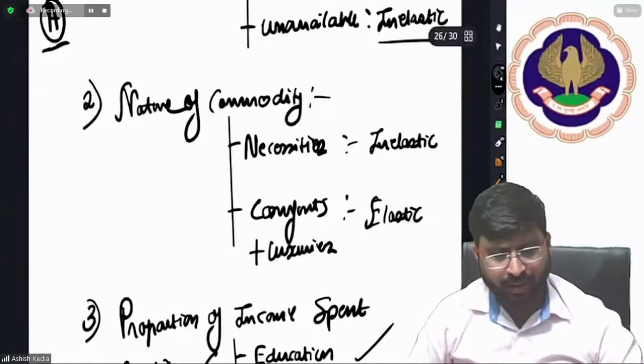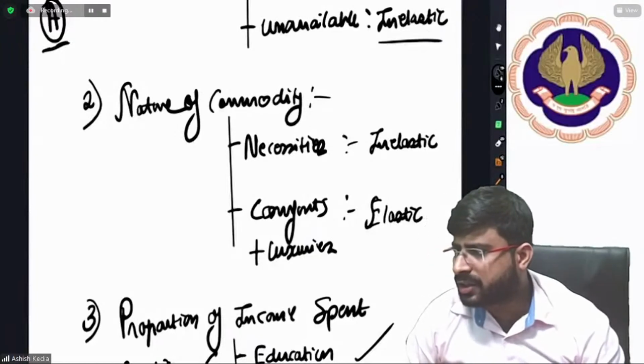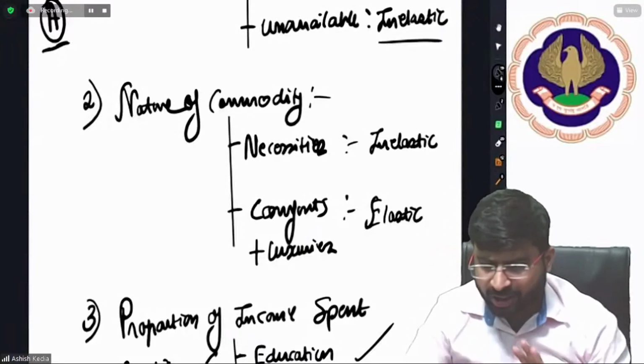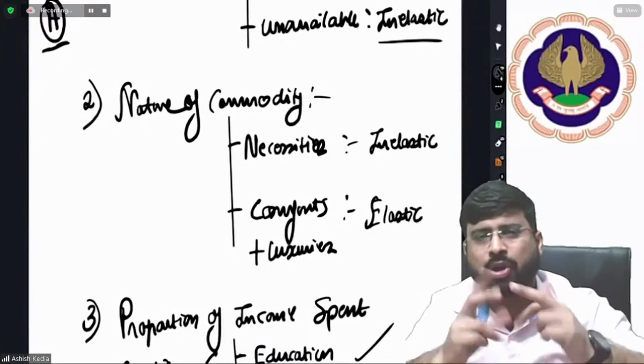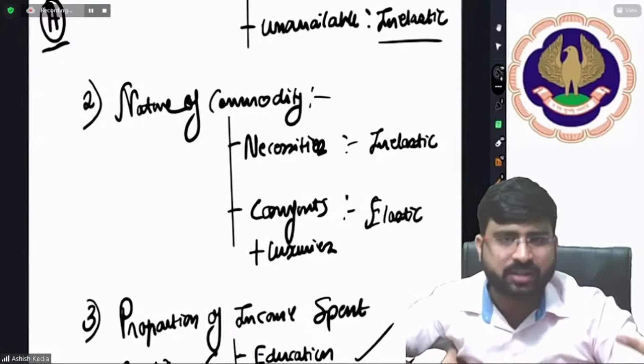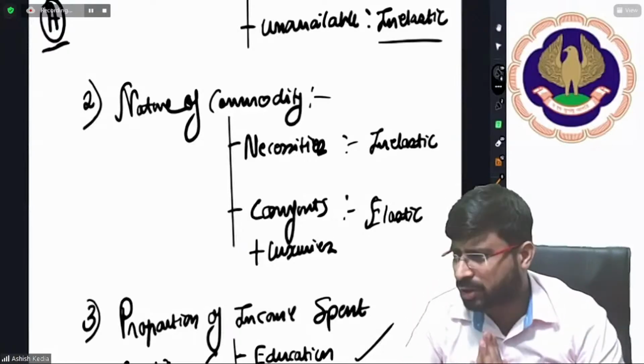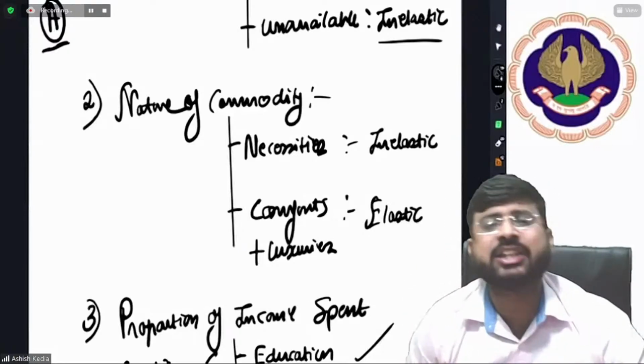The second point is nature of commodity. Remember, all these points are from institute material, so don't worry. It can happen that the order is jumbled. Let's say I'm teaching something as number 2, and it is number 3 in the material. That is not a big deal. So pay attention here: nature of commodity.